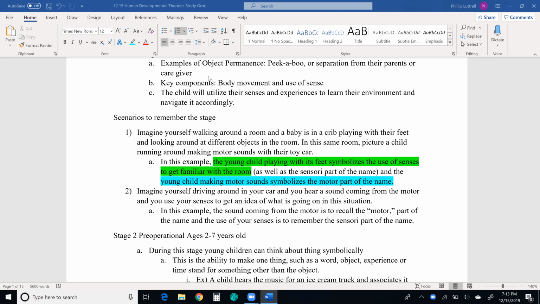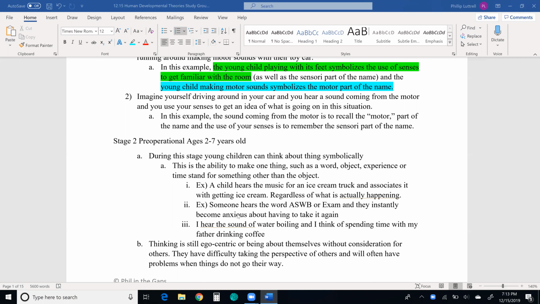So stage 2 is pre-operational. This is prior to being able to operationally think. This is the ages of 2 to 7 years old. During this stage, young children can think about things symbolically, but not abstractly quite yet. This is the ability to make one thing, such as a word, object, experience, or time, stand for something other than the object. This is when kids don't have to see something directly to understand it. They can simply compare different things to know that something is about to happen.